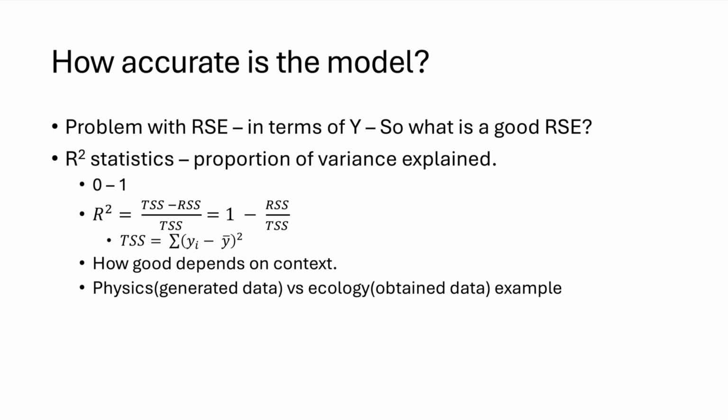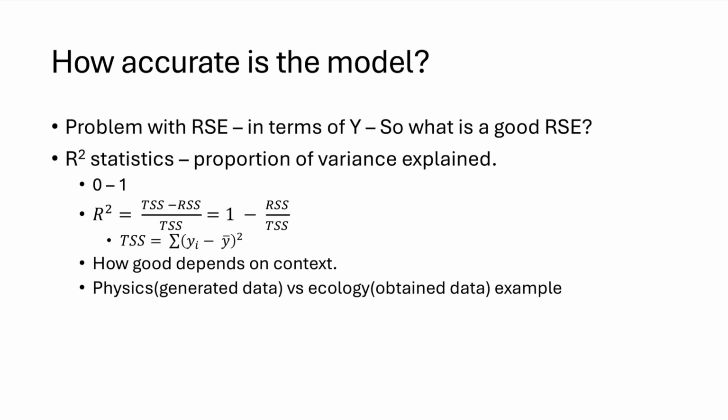An R square of 0 indicates that there is no explanatory power. For example, an R square of 0.8 means that 80% of the variance in your variable y is explained by x. So let's take the interpretation of R square in context.